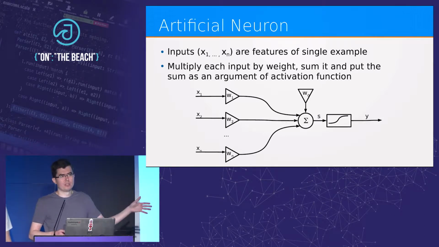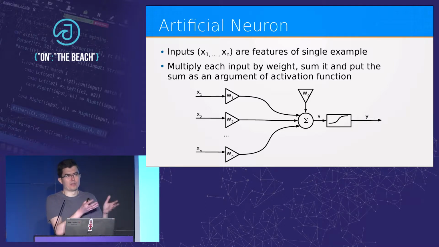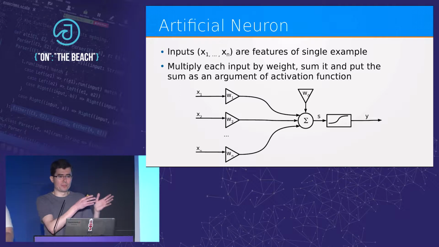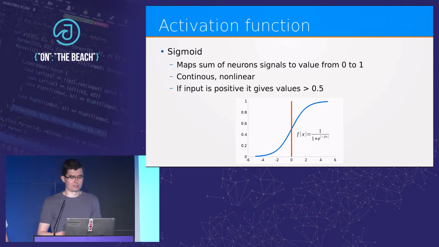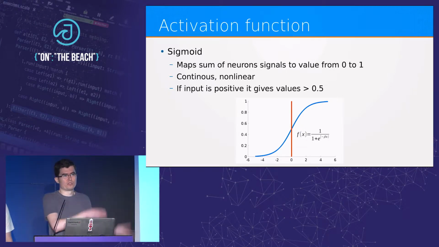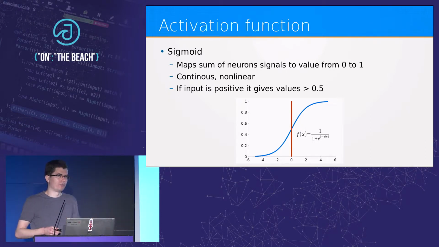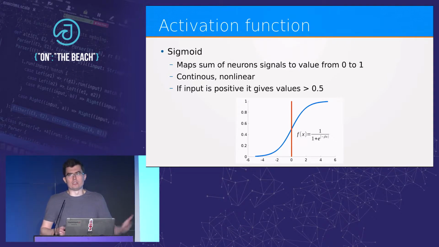Here we've got inputs, which are real numbers, and they are like parts of our examples. We've got weights, which are also real numbers. How does it work? You take the inputs, multiply each by its corresponding weight, sum it all up, and put the sum into the activation function. The activation function produces a single real number, which is the output. An activation function may look like this. It's a classical activation function called sigmoid, and it simply maps our sum into a value from 0 to 1. Of course, there are a lot of different activation functions, like ReLU in the deep learning world, but in our examples we will use this one.